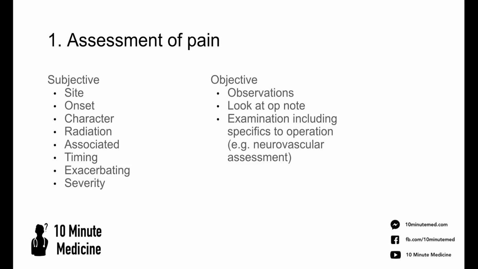When seeing someone in pain, always assess it using tools like SOCRATES: site, onset, character, radiation, associated features, the timing of the pain, exacerbating features, and severity. This will help you characterize what sort of pain it is and what you need to do next.